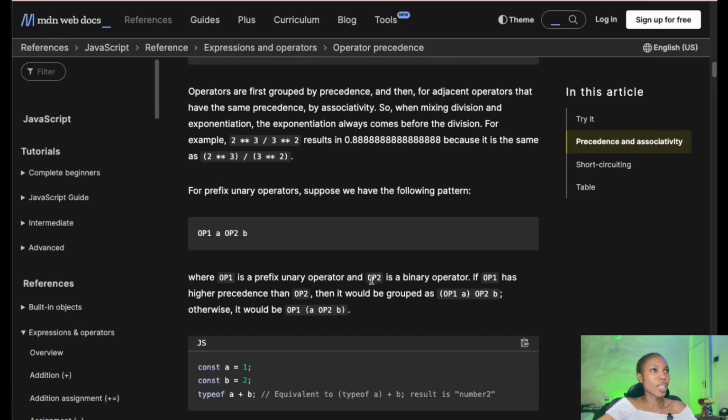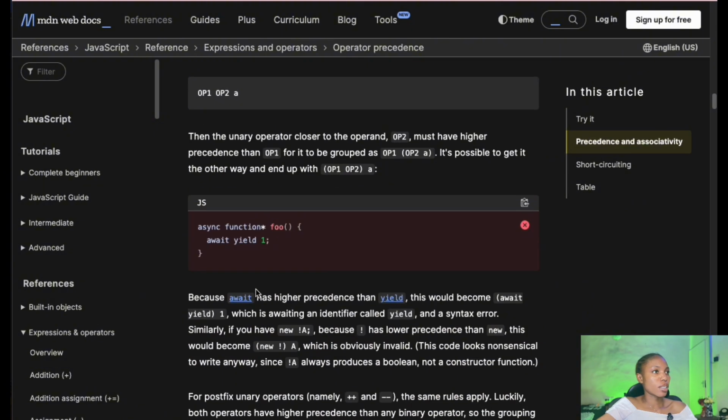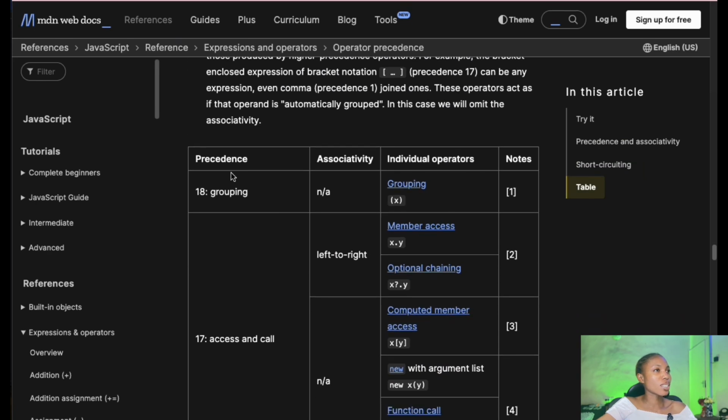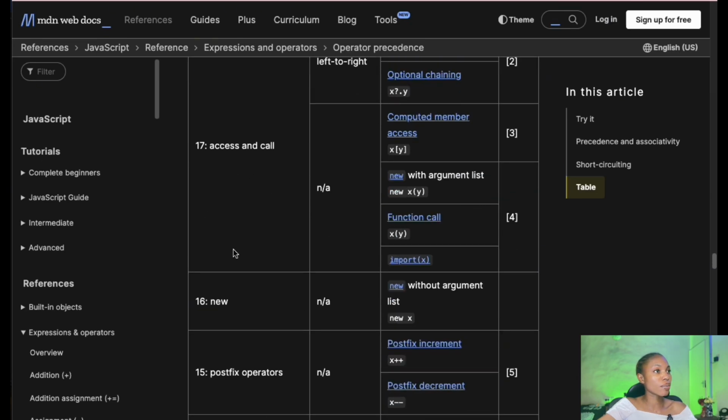So let's take a look at the MDN web docs. Here you can see operators are first grouped by precedence. Let's talk about the precedence first. You would find a table somewhere down here. You will see the operations and their precedence number here. Grouping, what grouping means is parentheses. So whatever operation is inside parentheses has a precedence value of 18.